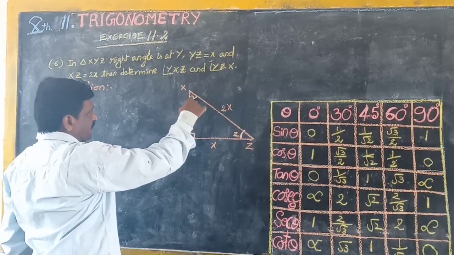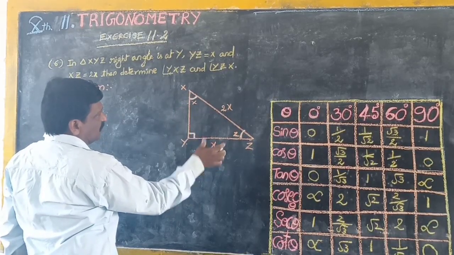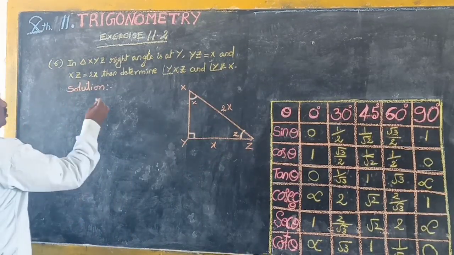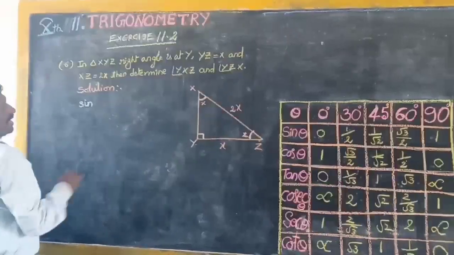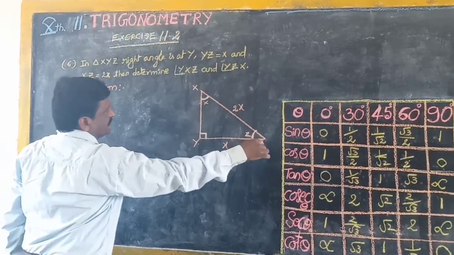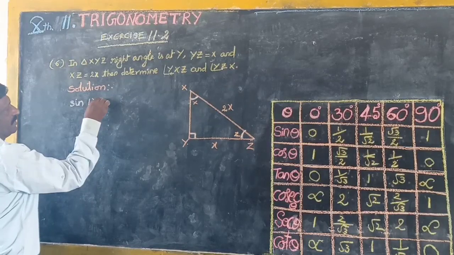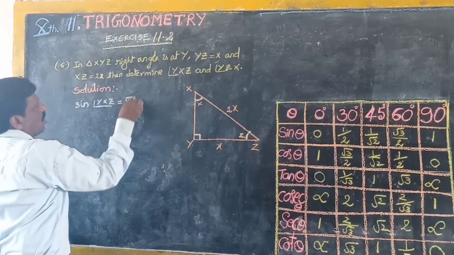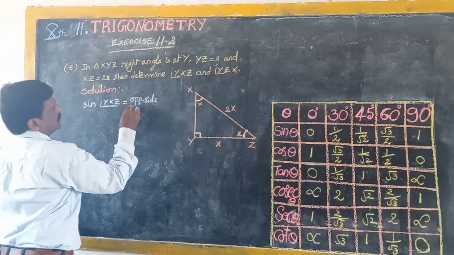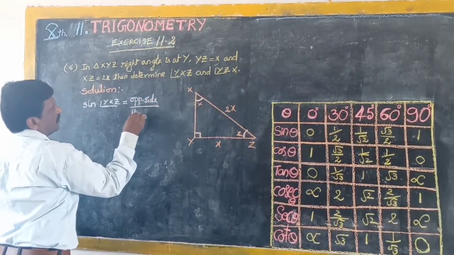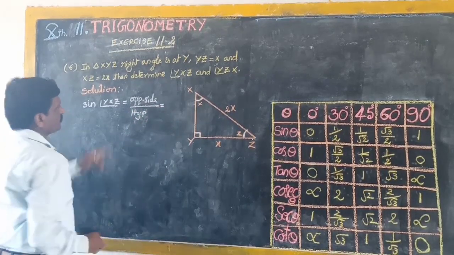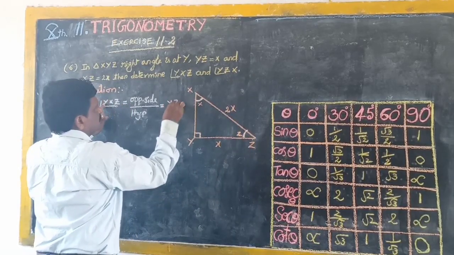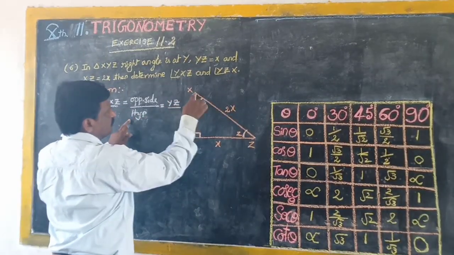First, for this angle, opposite side to hypotenuse is sine. So solution: sine of angle YXZ is equal to the opposite side by the hypotenuse. For angle YXZ, the opposite side is YZ and the hypotenuse is XZ.